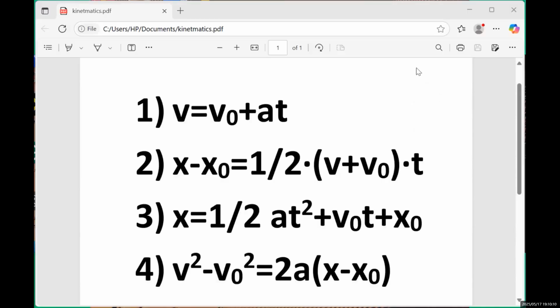Again, look at the equations. Let's look at number 1. But first, let's go over something to make this clear.